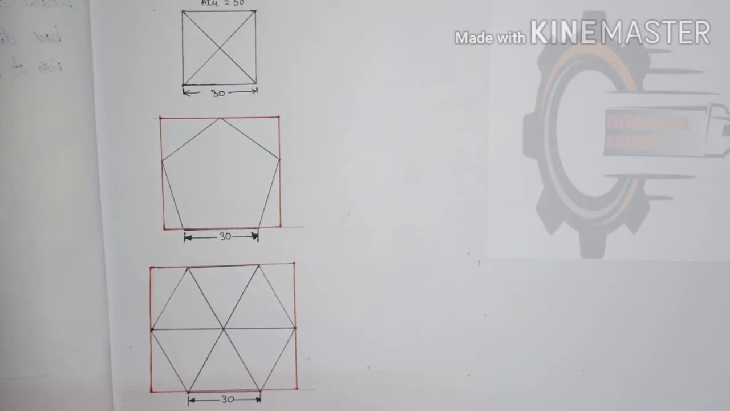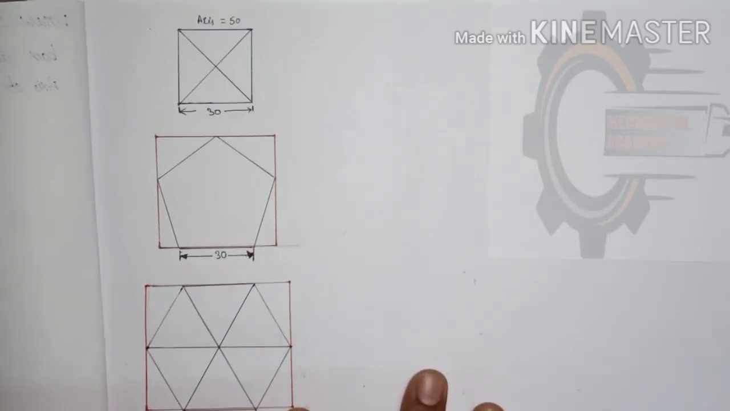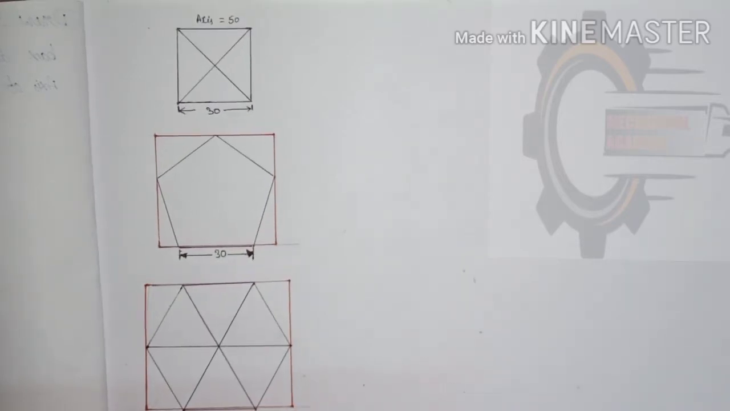First of all, let's see how to draw the square pyramid. Here the square pyramid has a side of 30 mm and the axis is approximately 50 mm. Let's draw the square pyramid first. Then later we will discuss how to draw the pentagon and the hexagonal pyramids.